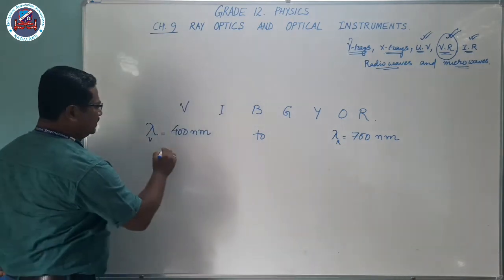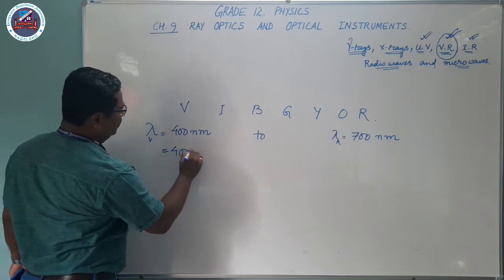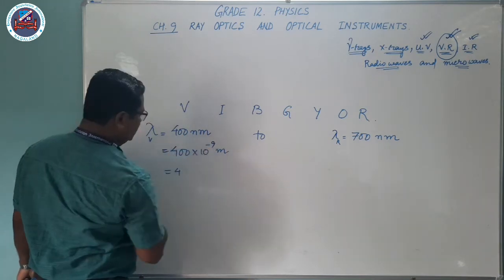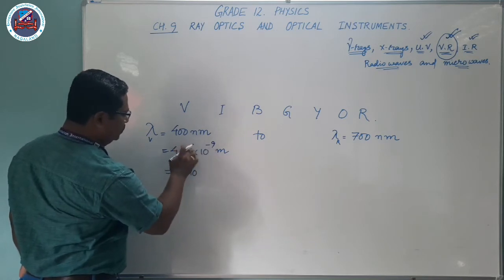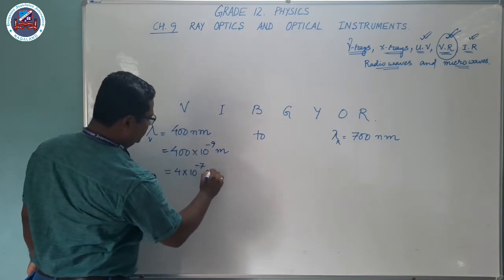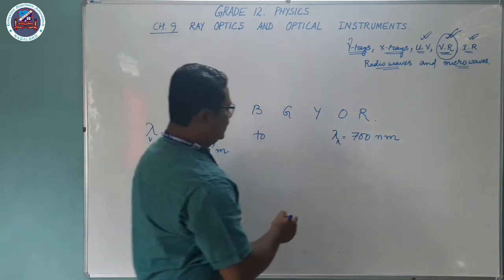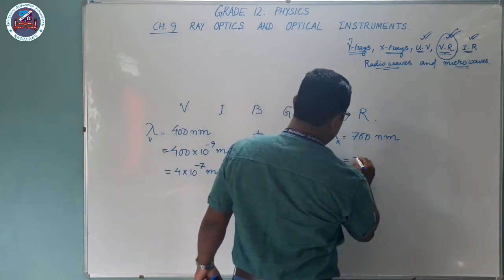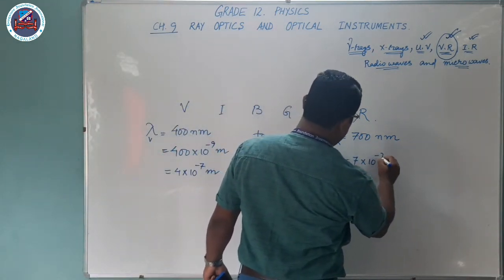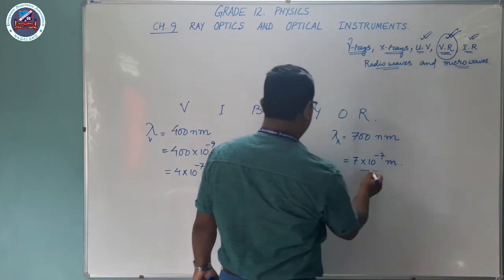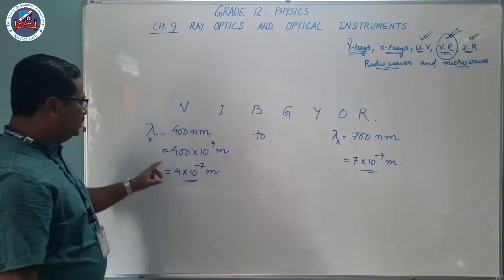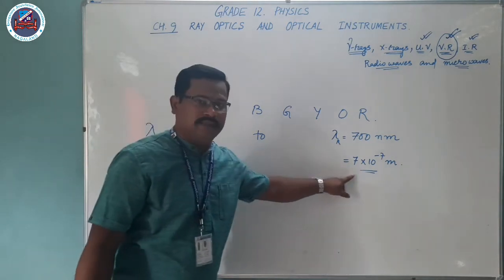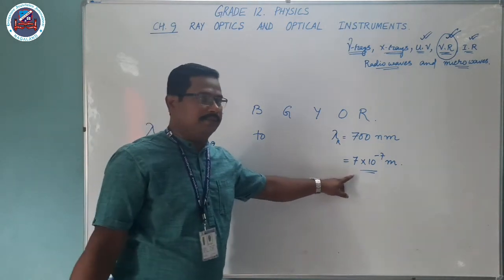Now nano indicates 10 to the power minus 9 meter. So 400 nanometers is equal to 4 into 10 to the power minus 9 plus 2, that is 4 into 10 to the power minus 7 meter. Likewise here also it is 7 into 10 to the power minus 7 meter. This is in terms of meter in our SI unit. So in this range we call it visible light that we can see.